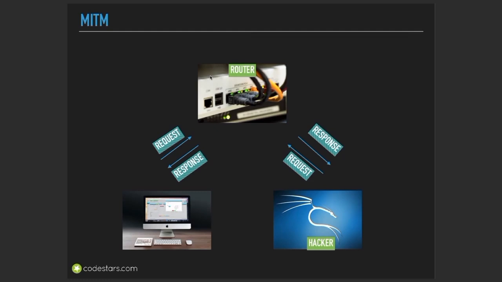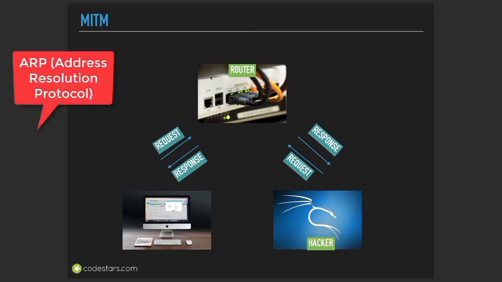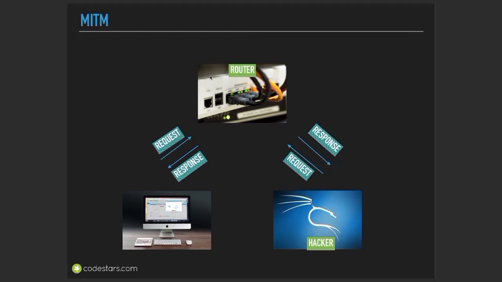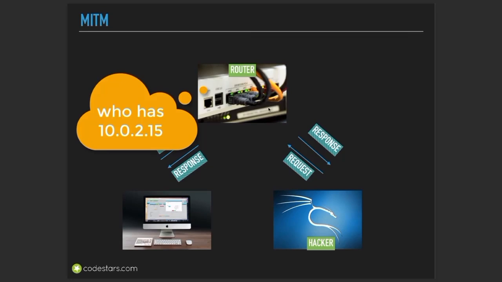But there is a vulnerability in this system. We have something called ARP, which stands for Address Resolution Protocol. We generally use ARP to ask for MAC addresses. The router can send an ARP request to the individual devices asking who has this IP address, for example who has 10.0.2.15, who has 10.0.2.1, who has 10.0.2.5.